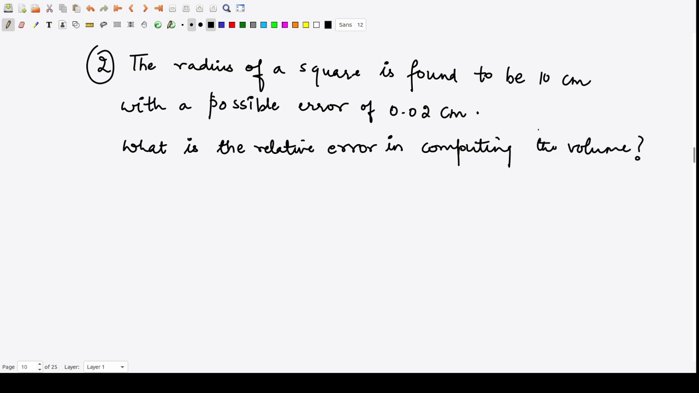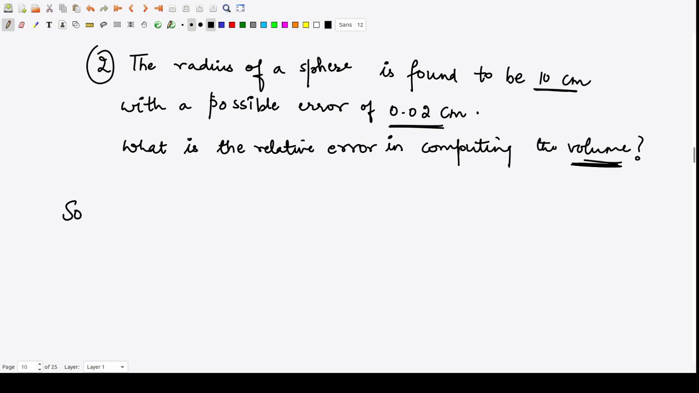This is the question. So whenever they are measuring the radius of the sphere, not square, this is sphere, obviously that is not square. You cannot measure the radius of a square. So the radius of a sphere is found to be 10 centimeter with a possible error of 0.02 centimeter. So suppose the device you are measuring the radius with has some error of 0.02 centimeter. So they are asking how much error could you expect in the volume of that given sphere.